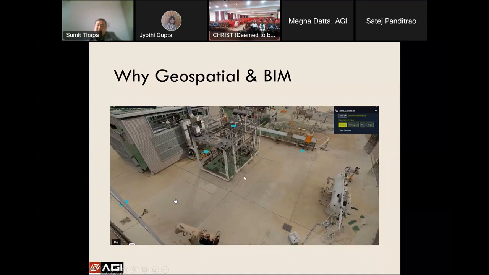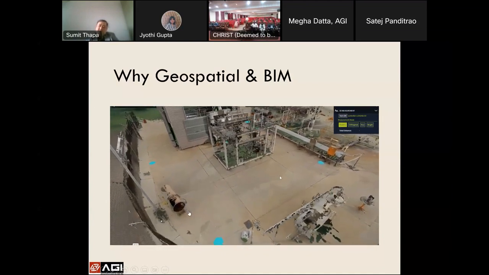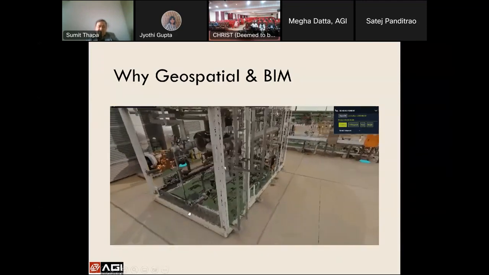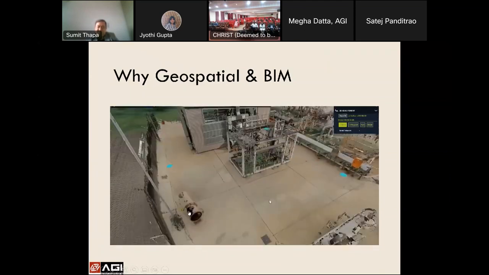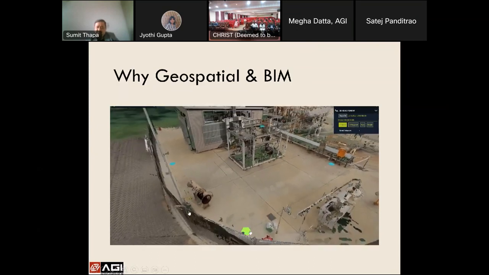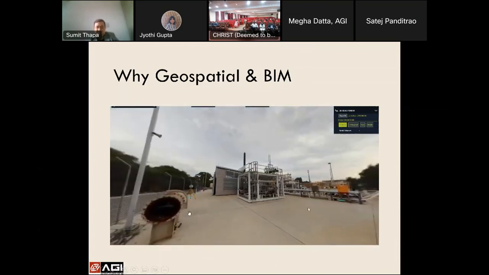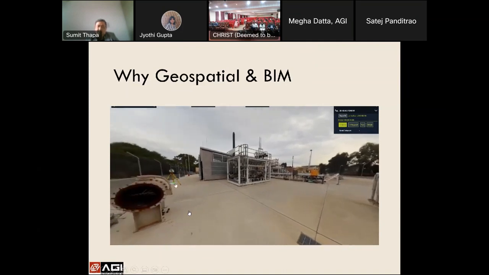This is another use case of geospatial and BIM. In this case, we have used reality capture. So here, if you see how geospatial and reality capture are going to help you out, this is one of the structures which has been scanned, and you also have the reality capture data. Once we go inside the panorama, you can visualize the actual structure on the ground, how it looks.